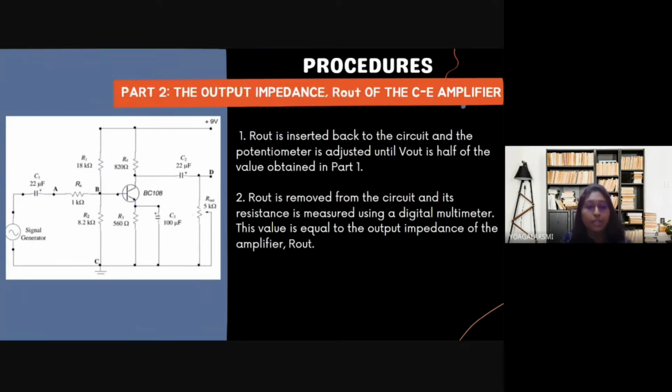Next, for part 2 of this experiment, the output impedance Rout of the CE amplifier, we inserted the Rout 5 kilo ohm resistor back into the circuit, and the potentiometer was adjusted until Vout was half of the value we obtained from part 1. Then we removed the Rout from the circuit, and its resistance was measured using a digital multimeter.